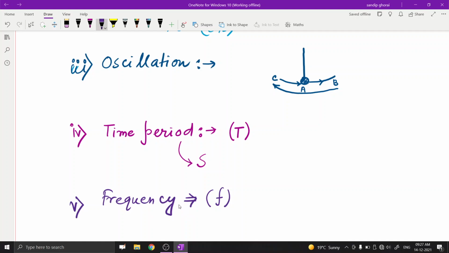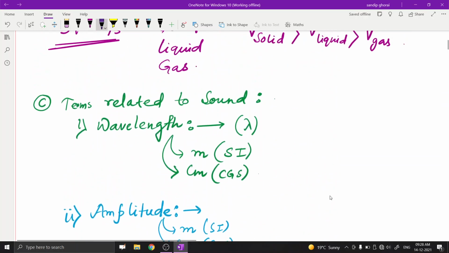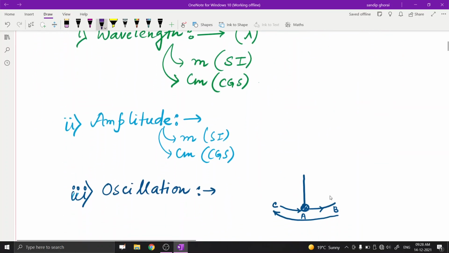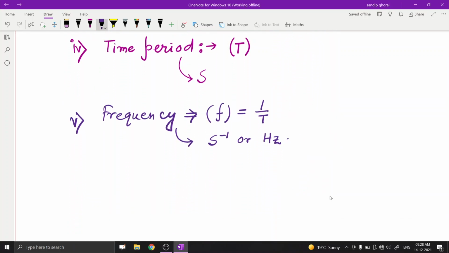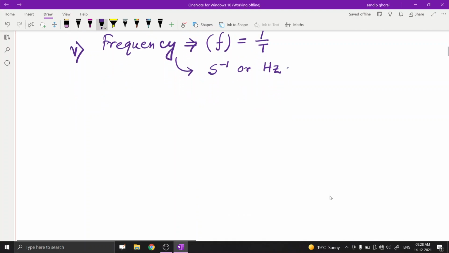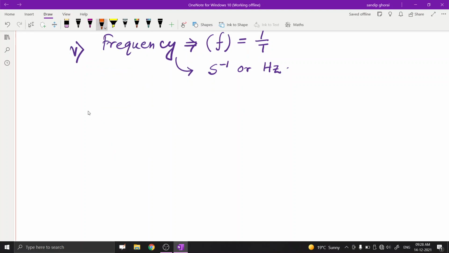It is generally denoted by small f, and we can say that frequency is equal to 1 upon time period T. From this relation we can say the unit of frequency is second inverse, or hertz. So these are the five terms related to sound: wavelength, amplitude, oscillations, time period, and frequency.